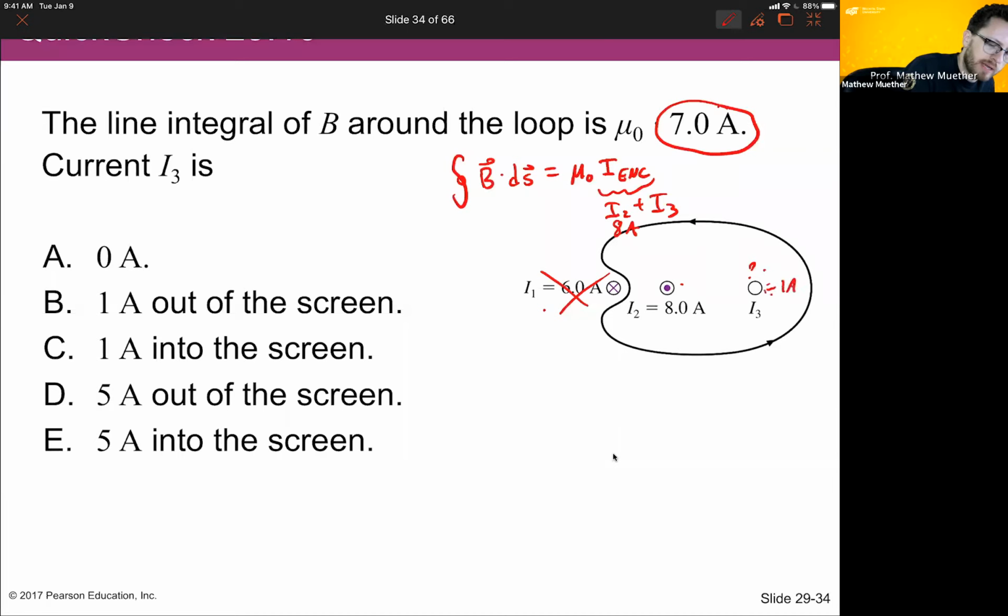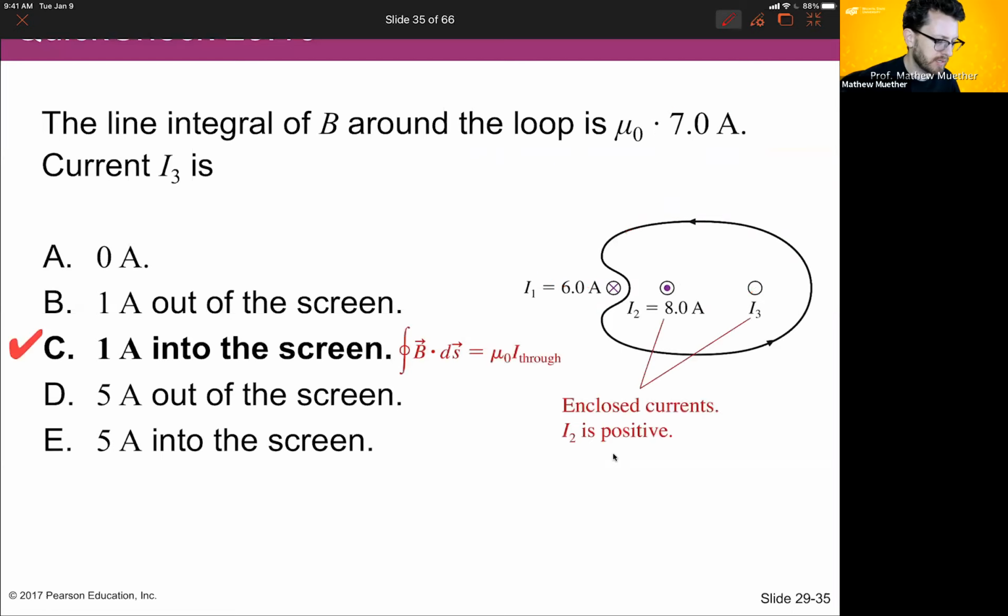What does the minus sign mean? It means it has to point in the opposite direction of I2, so it has to be pointing into the board. So I get that the answer here is 1 amp into the screen.